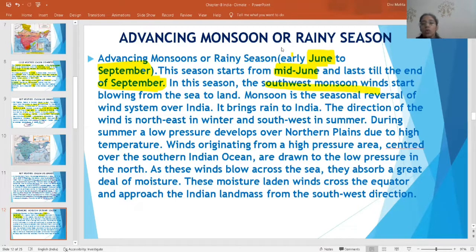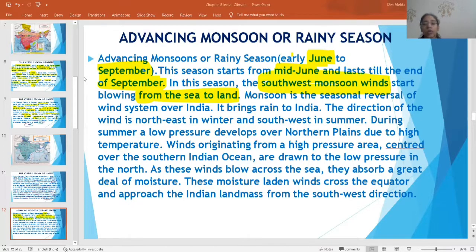If I talk about southwest monsoon winds, first the monsoon comes in the southwest and it starts blowing from sea to land. What is monsoon? Monsoon is the seasonal reversal of the wind system. First the monsoon wind comes, and along with that the rainy season comes. So the first thing in this season is the southwest monsoon winds, which start blowing from sea to land and bring the monsoon.